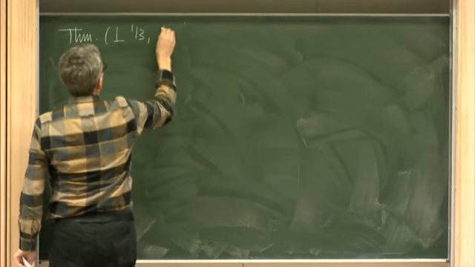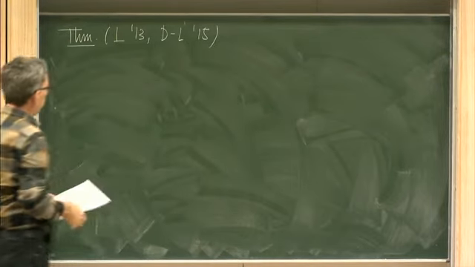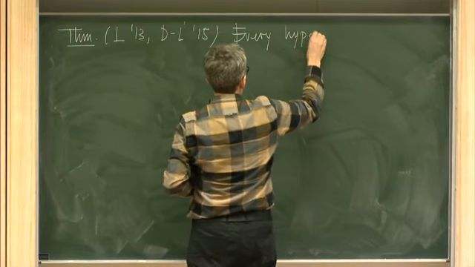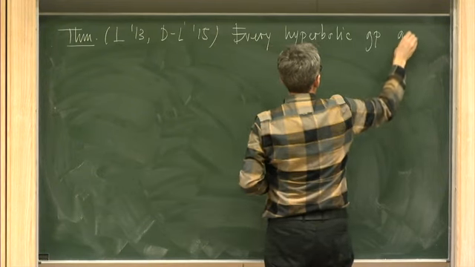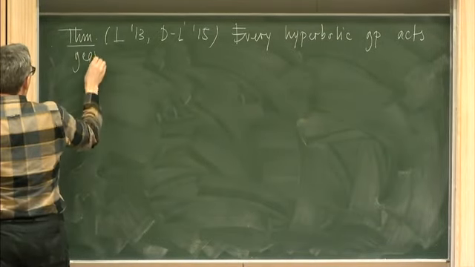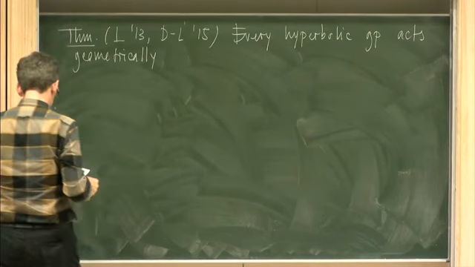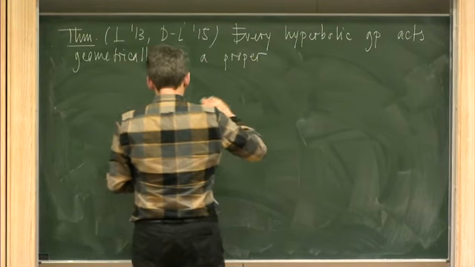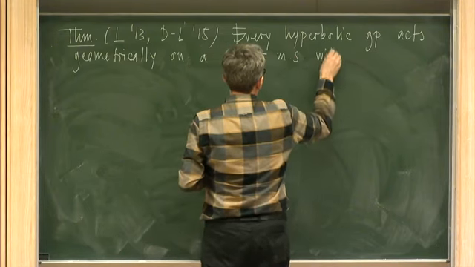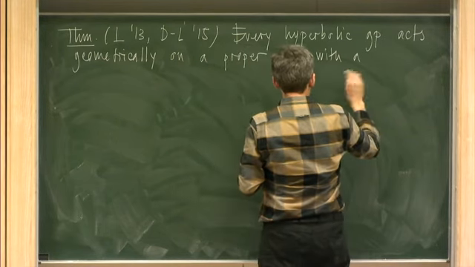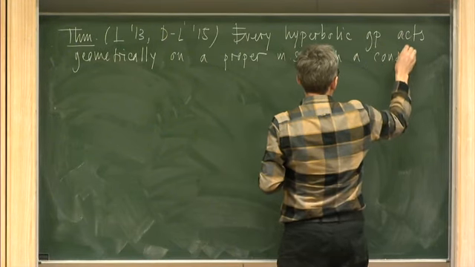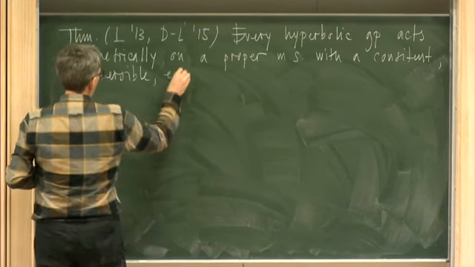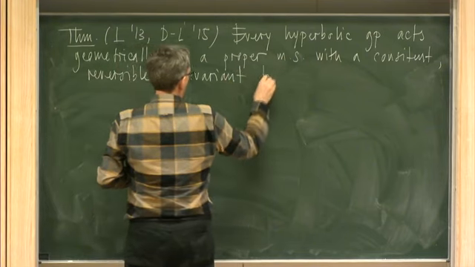And so in combination with these two results, it follows that every hyperbolic group acts geometrically on a proper metric space with bicombing with these properties, with a consistent, reversible, equivariant bicombing.